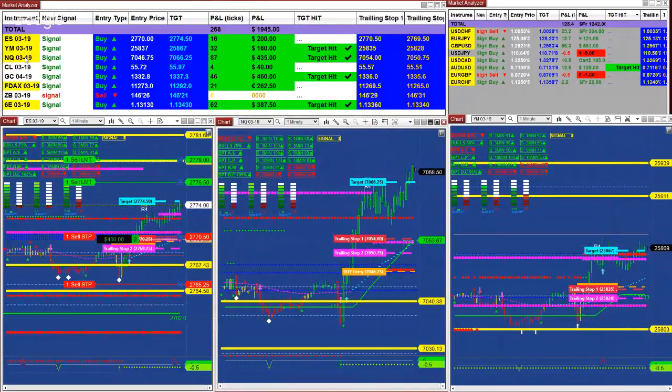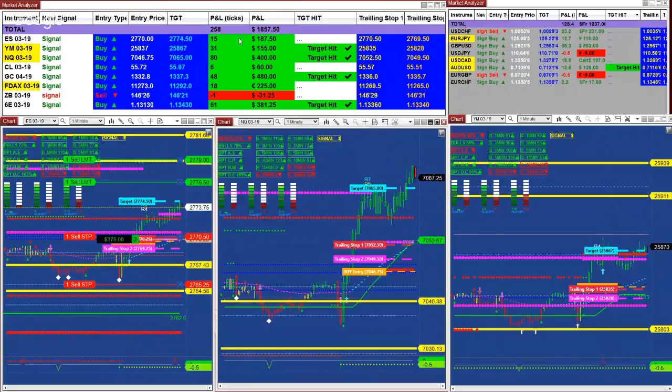So if we take the YM or the Nasdaq as an example, the Nasdaq is a buy entry at 7046.75, and the target is 7066.25. This market analyzer is based on 1 minute, and the total from 9:15 until now, the last entry signal is 260, 276, 273 ticks into the profit based on one tick. It is based on one trade only.